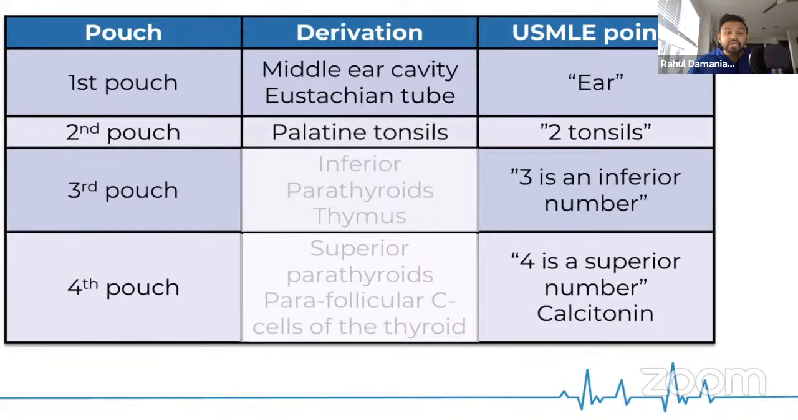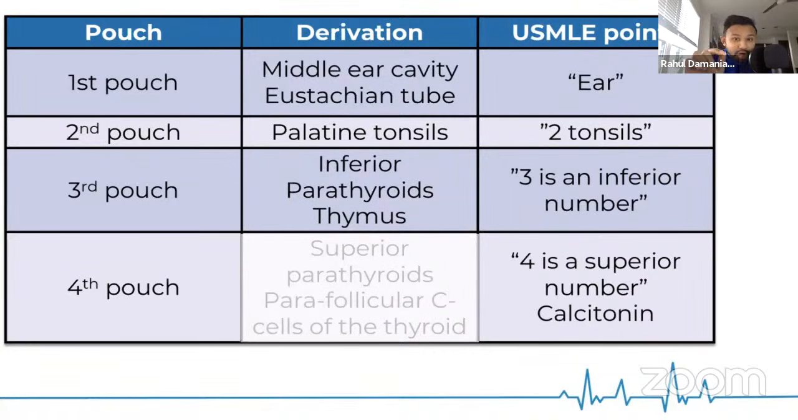The second pouch is related to the palatine tonsils. Again, this is all in the head and neck region. Second pouch, 2 tonsils, so we are going to be thinking about the palatine tonsils. Now, definitely put a star between the third and fourth pharyngeal pouch. They are the 2 pouches that are abnormal in DiGeorge syndrome. The third pouch gives rise to the inferior parathyroids as well as the thymus.